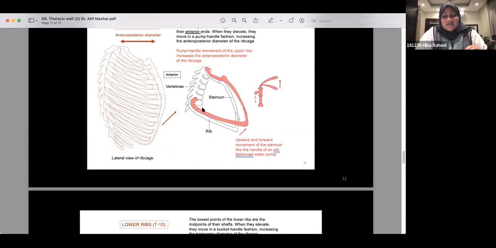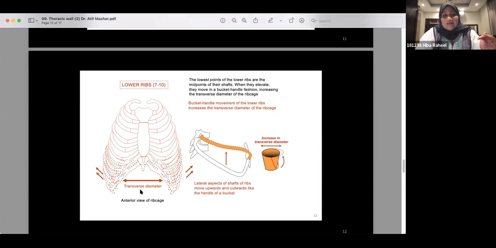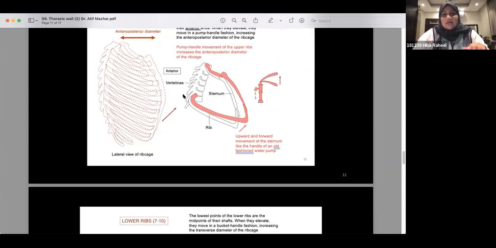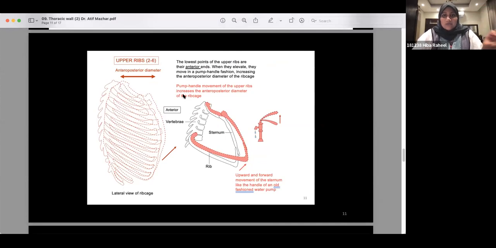The bottom ribs move in a bucket handle way. That means the transverse diameter expands this way. Why? Because of their orientation. Clear? So again, lower ribs increase the transverse diameter. They go this way because they need to expand. They make the thoracic inlet bigger. And the upper ribs increase the anterior-posterior diameter, and that is called the pump handle movement.